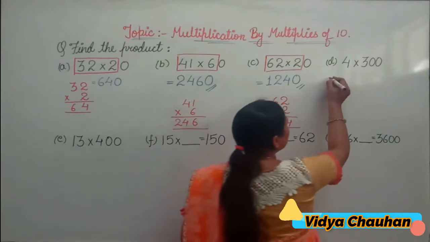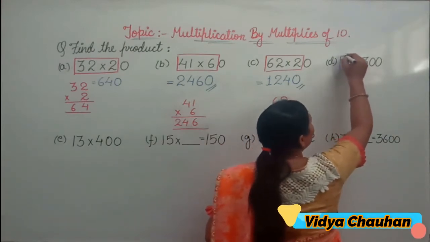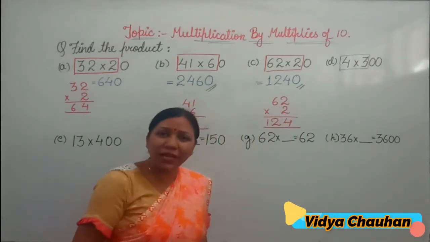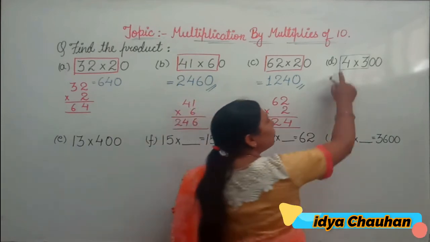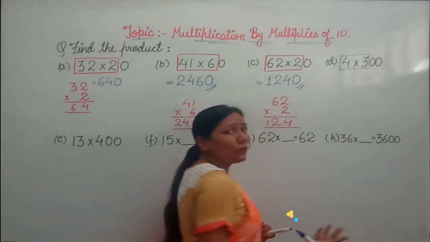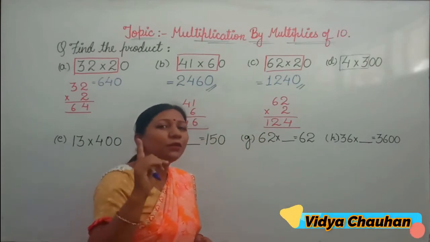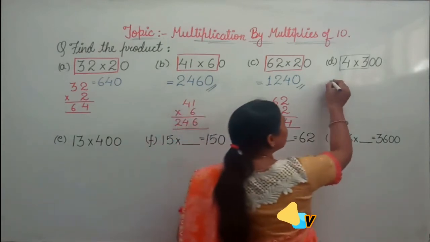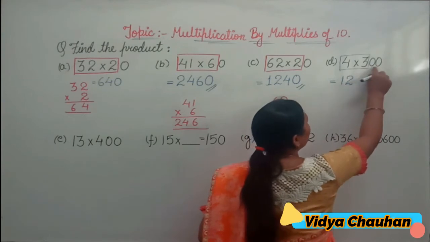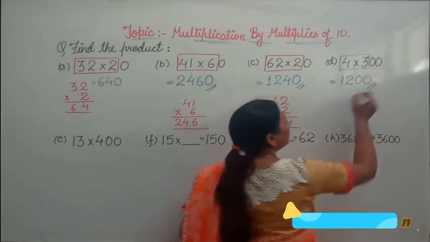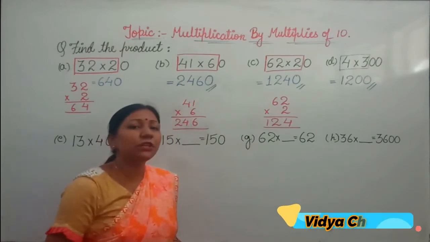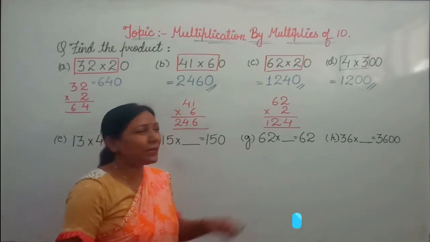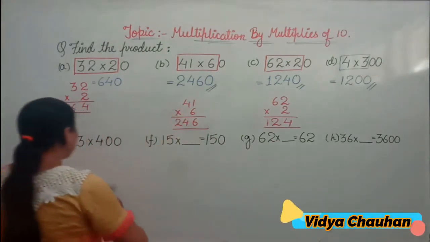Yes. Coming to the next one, where you have to multiply 4 with 3, because it is now 300. 300 is again a multiple of 10. So I will simply multiply 4 with 3. Now this is an easy one. You can just read the table. 4 ones are 4, 4 twos are 8, 4 threes are 12. So it is 12, and along with this, we have to put these two zeros. So our final answer for 4 into 300 is 1200. Simple children? Let's move to the next one.